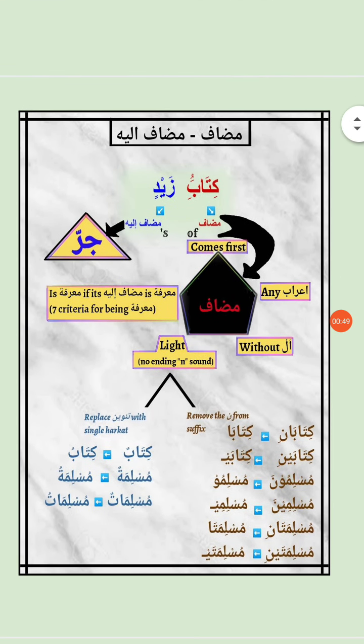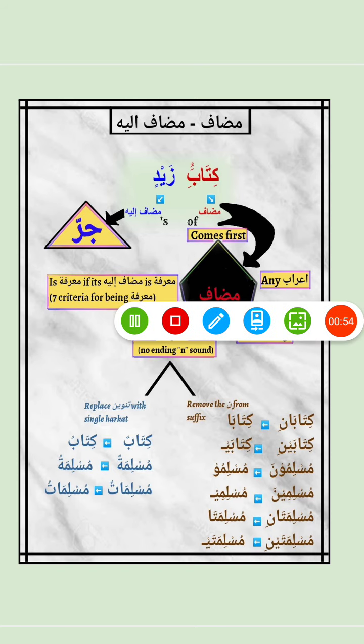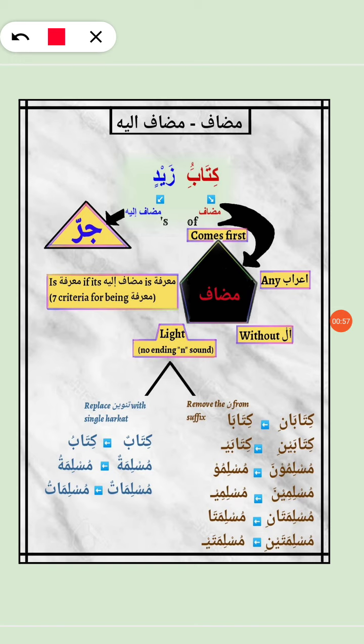Alright, so this is the summary of what we did previously. It summarizes the important points, important prerequisites for muzaf as well as muzaf ilayh. So let's study what it says. First of all, muzaf, muzaf ilayh. Muzaf is this one, Kitabu Zaidin. Let's study muzaf ilayh first because its prerequisite is just one. Zaidin is muzaf ilayh and it needs to be jar, and that is the only prerequisite that you need to know about muzaf ilayh. It cannot be any other Arab.